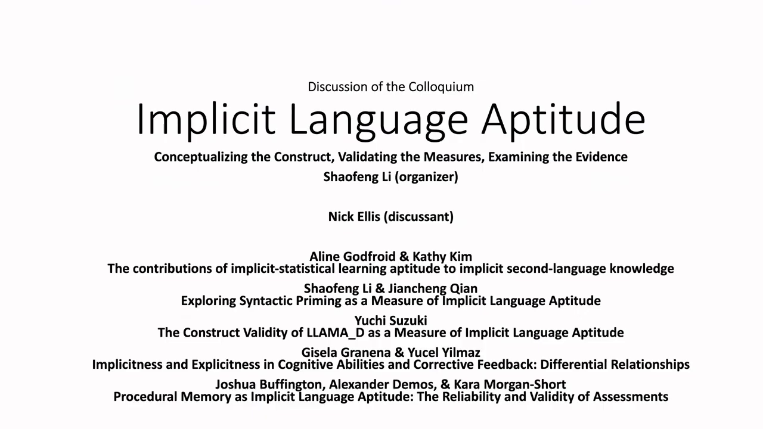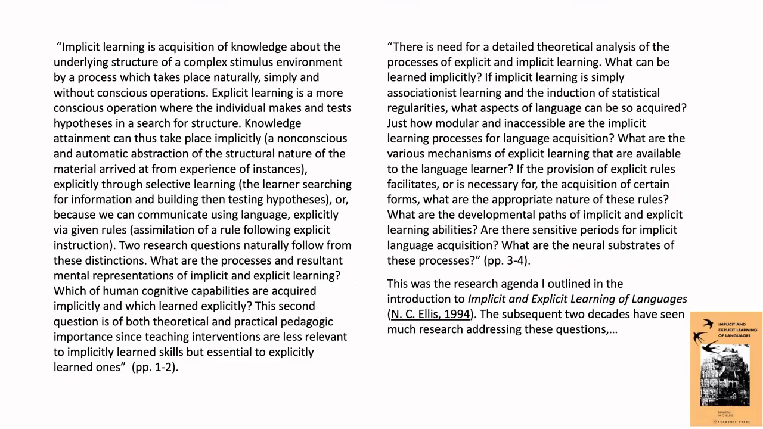It is wonderful to be thinking about this colloquium on implicit language aptitude. Why? It's going to be thinking about the construct, the measures, and the evidence. Why is it timely to be thinking about this? We've been worried about implicit language learning in the field for 30 years or more. We've recognized that the vast majority of the knowledge that allows us to be fluent in our language processing has been acquired on the task of processing language, has been acquired implicitly.